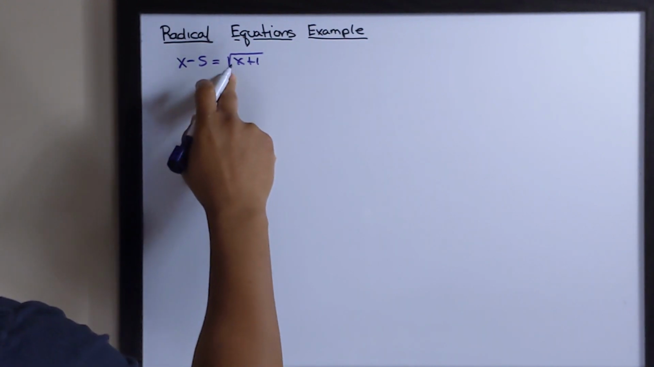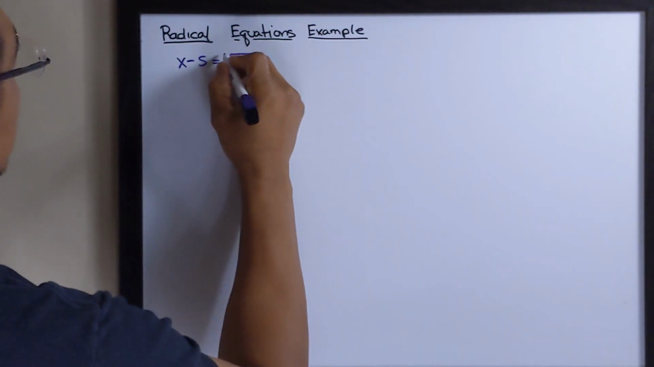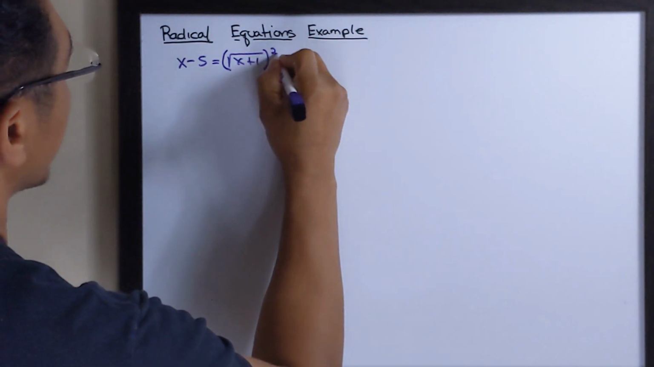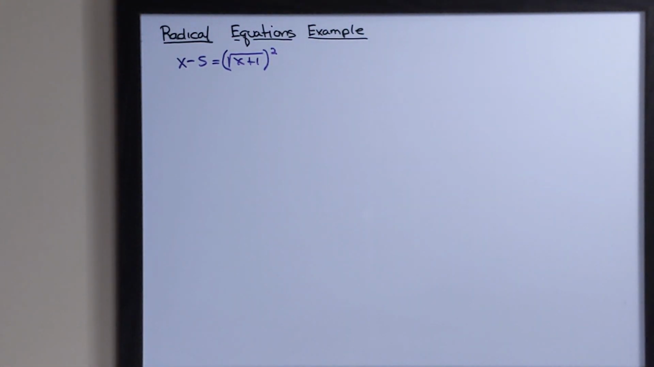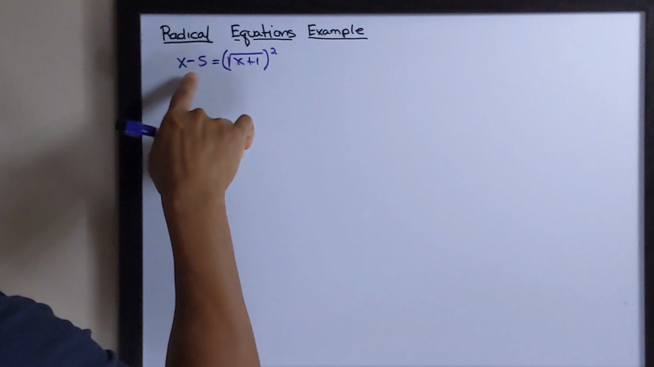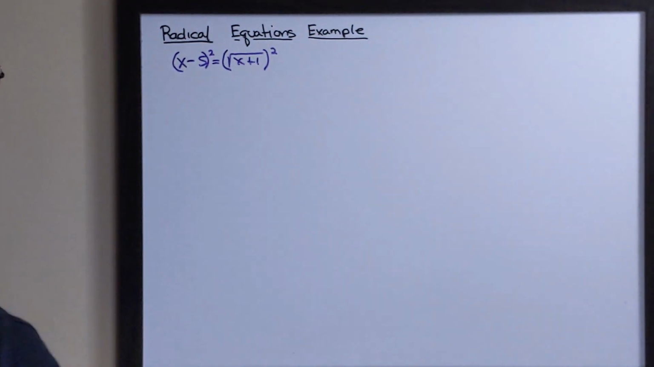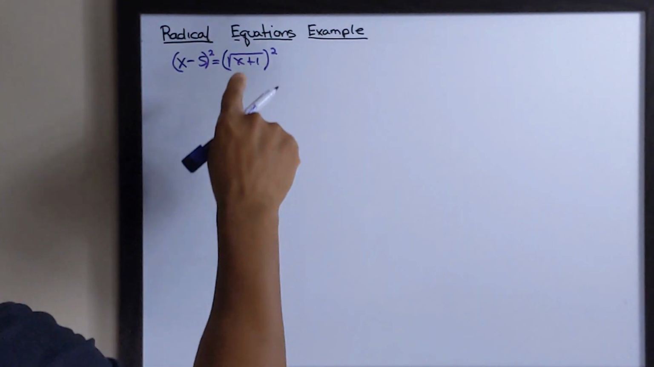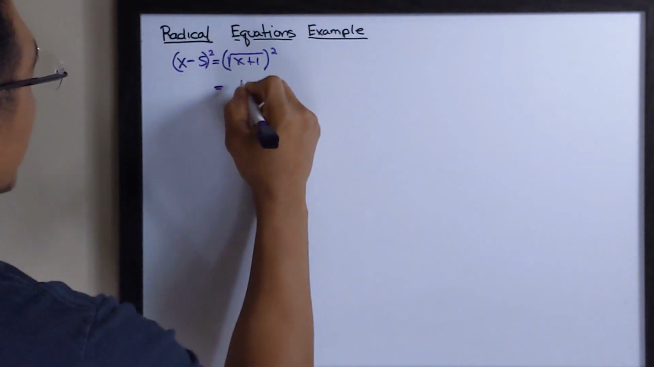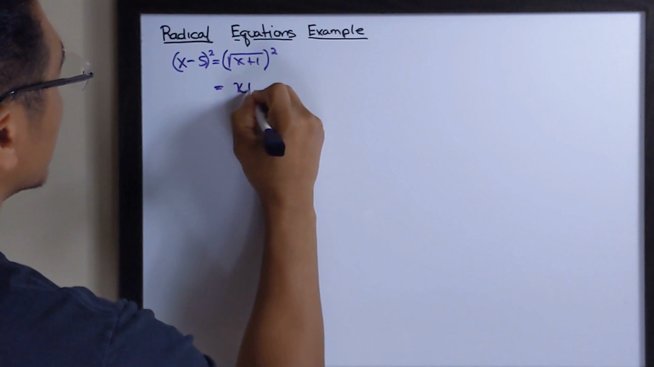Since it is a square root, to get rid of it, I have to square that radical. However, whatever I do on this side of the equation, I've got to do on the other side. So I also have to square this side of the equation. What that does on the right hand side is leave just x plus 1.